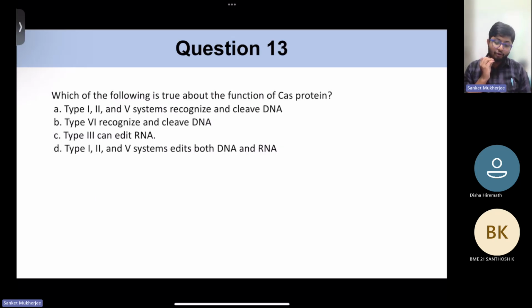Question number 13, which of the following is true about the function of Cas protein? Type 1, 2, and 5 systems recognize and cleave DNA. Type 6 recognize and cleave DNA. Type 3 can edit RNA. Type 1, 2, and 5 systems can edit both DNA and RNA. Option A, sir. You are right.